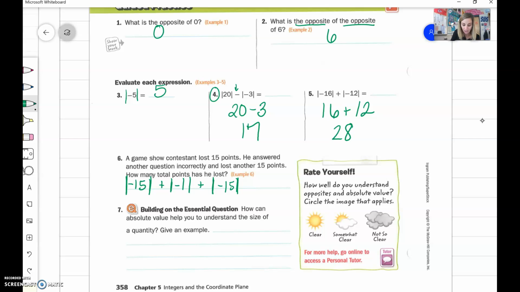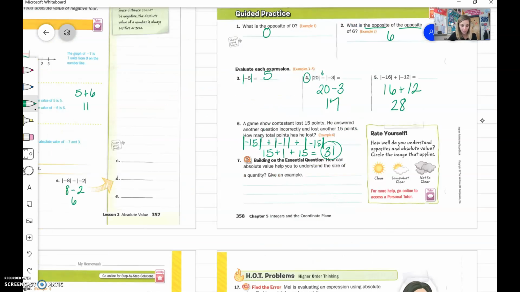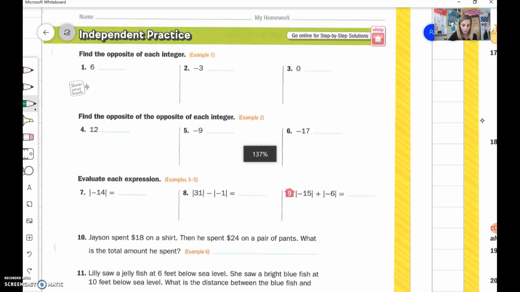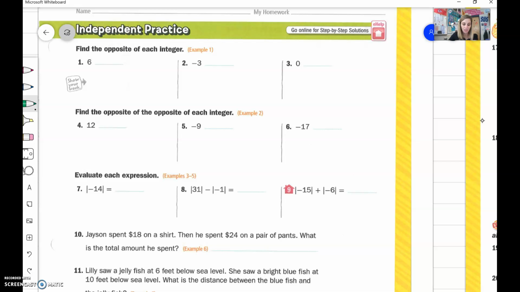So he's lost a total of the absolute value of negative 15, which is 15, plus he lost one more, plus he lost another 15 points, which gives me a total of 31 points. He lost a total of 31 points. All right, we are going to move down to page 359, and we're going to do these problems together. So we're going to write the opposite of each integer.